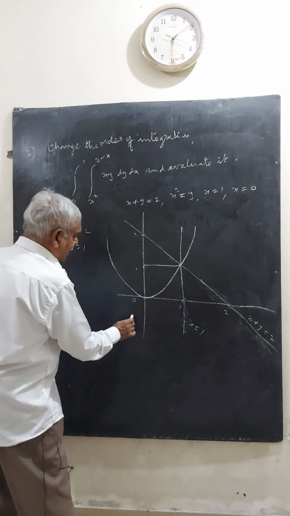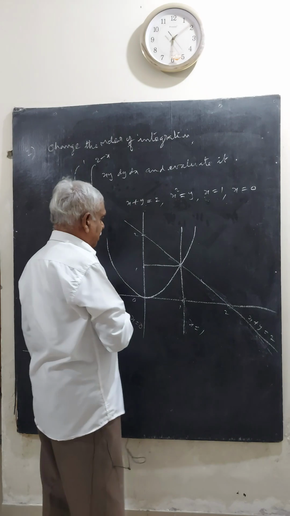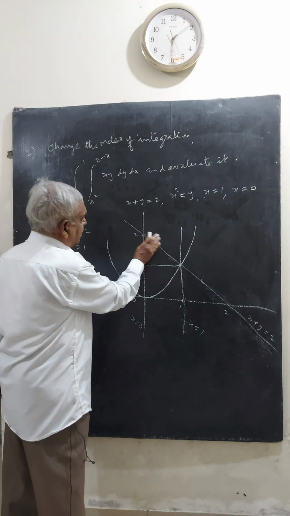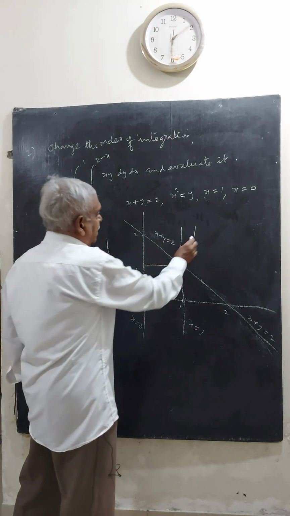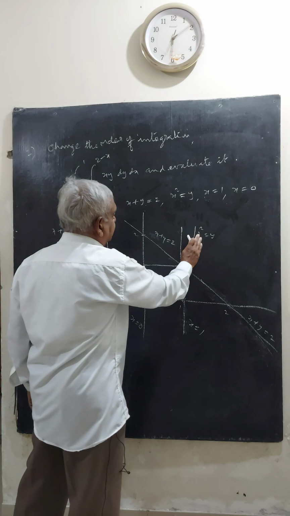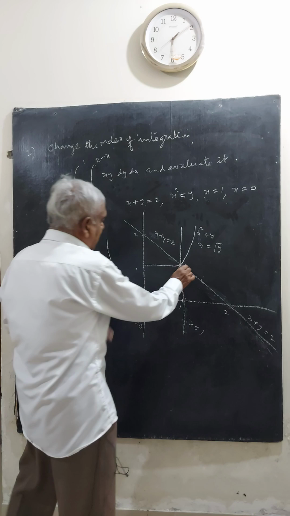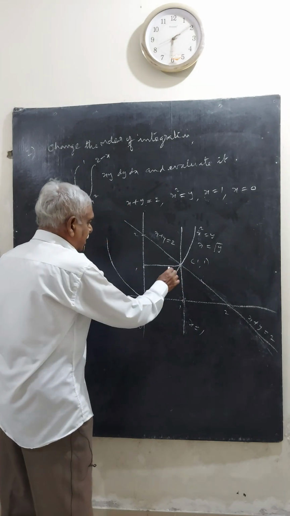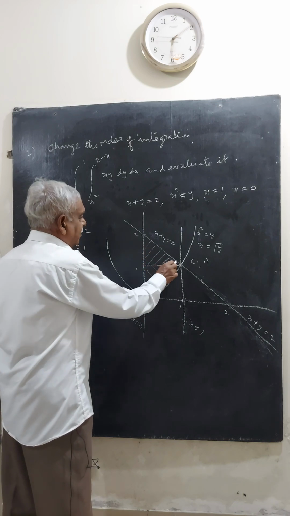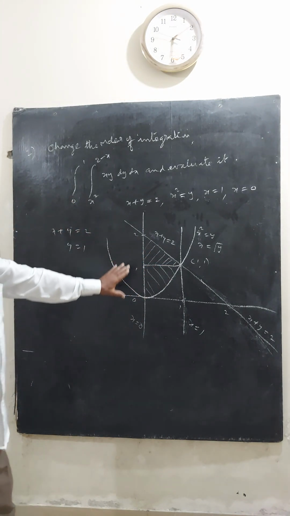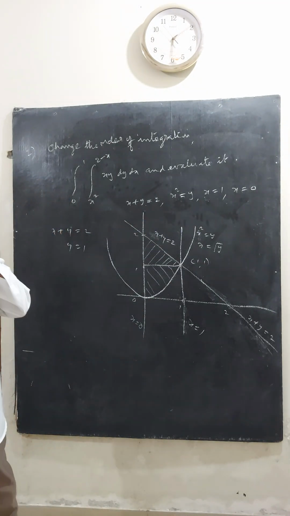The equation of the y axis is x equal to 0. This line is x equal to 1. This is x plus y equal to 2. This is the parabola x squared equal to y, x equal to root of y. The point is 1, 1. This is the required shape of the parabola. Shade the required region formed by cutting of these four curves.